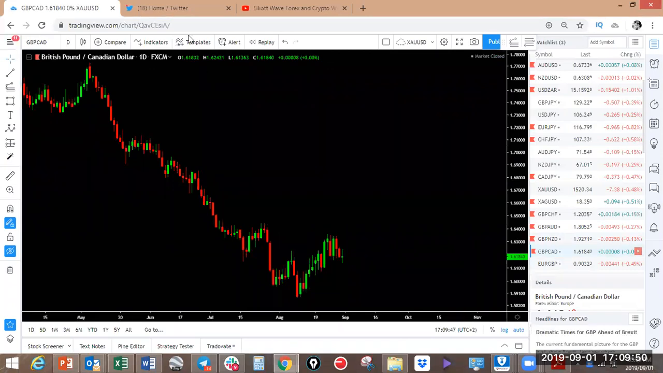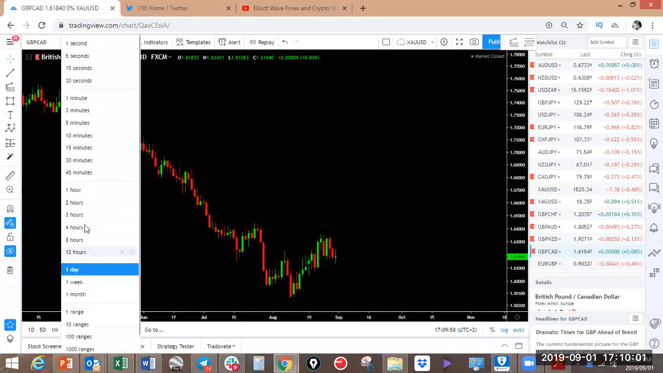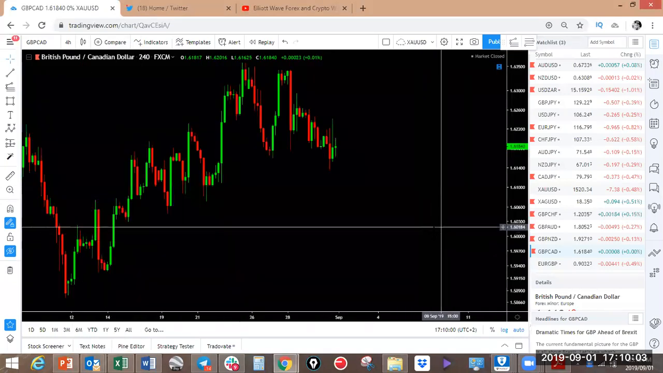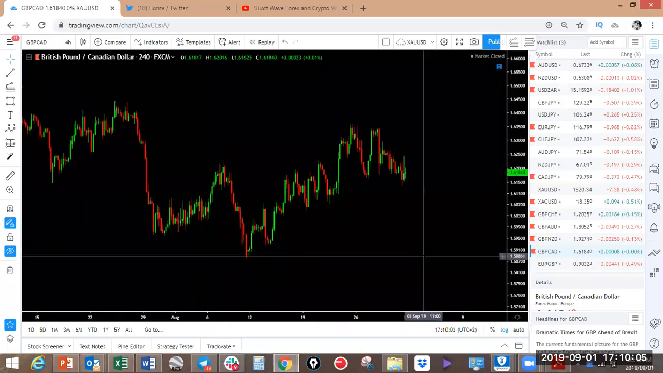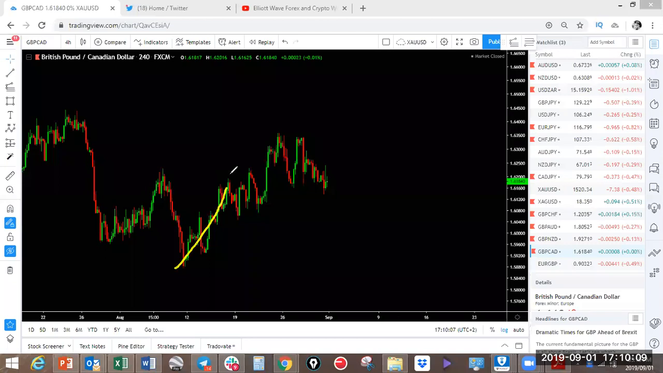Pound CAD. Also this corrective structure, we're looking for this one to drop, start correcting here, and then move to the downside. Now let's look at this one in the 4-hour and look at that specific corrective structure. Now on the 4-hour on this one, we're looking for this to do this. 1, 2, 3. Are we done with the move to the upside and are we ready to come down?